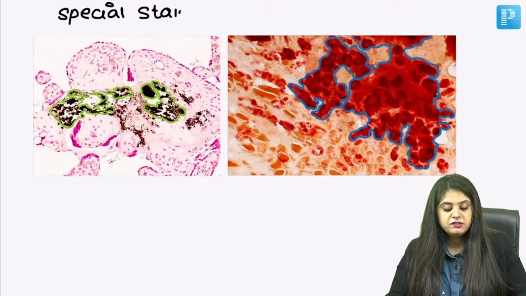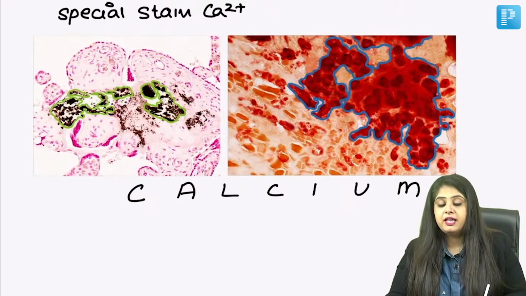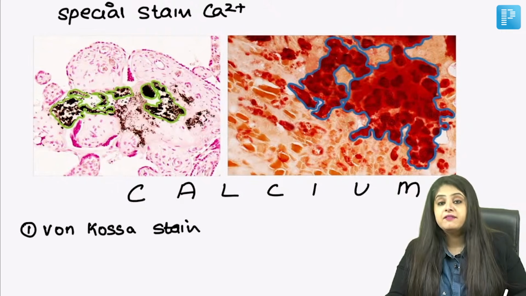What is the special stain for calcium? So now for that, I will have to write the word calcium because that will help me a lot. There are 3 special stains for calcium. Number 1 is going to be von Kossa stain, and I will show you the picture also, which I have highlighted above.